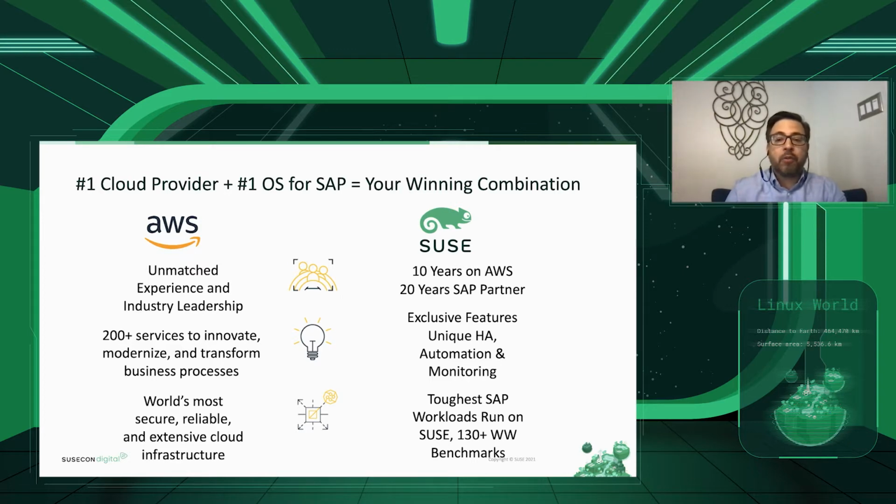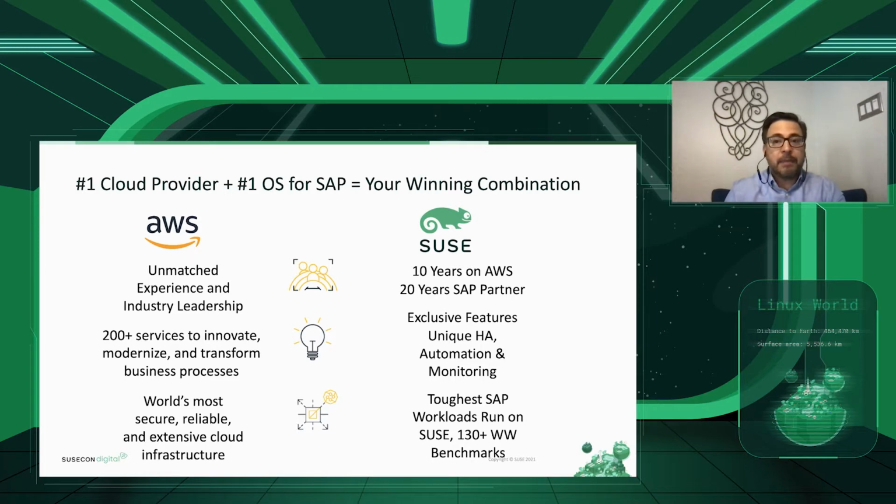We also provide the world's most secure, reliable, and extensive cloud infrastructure. We have 80 availability zones in 25 regions, and we have announced plans for more availability zones and more AWS regions and locations that include countries such as India, Indonesia, Japan, Spain, and Switzerland. This is only a fraction of the geographies we're planning on being in.